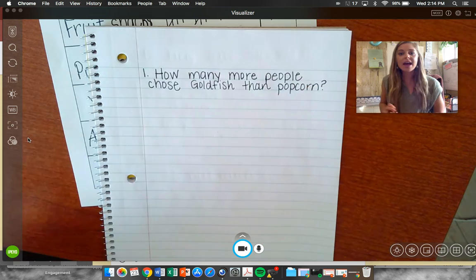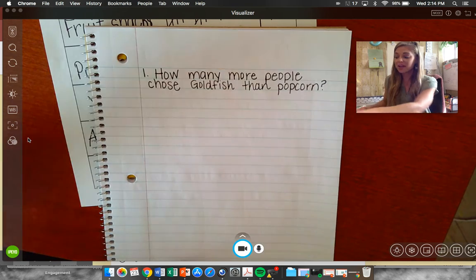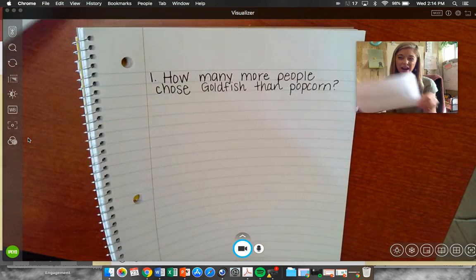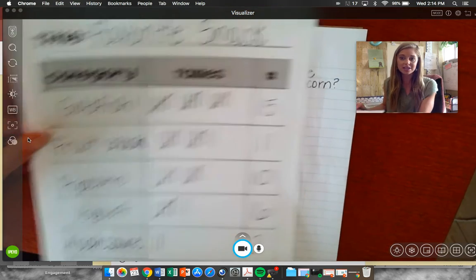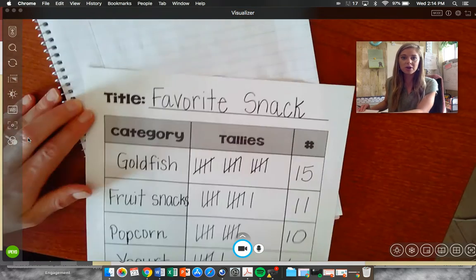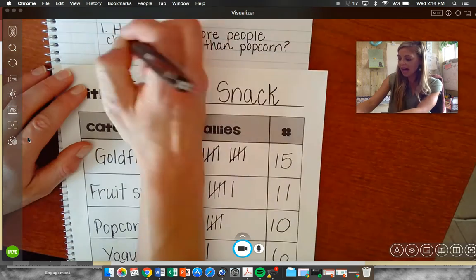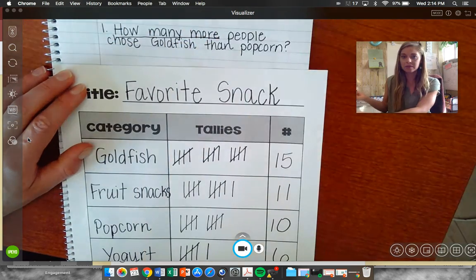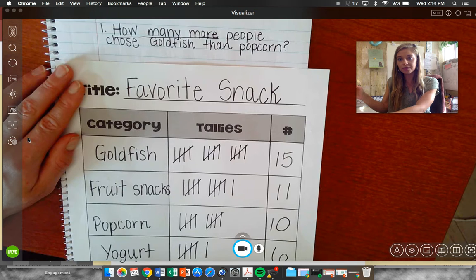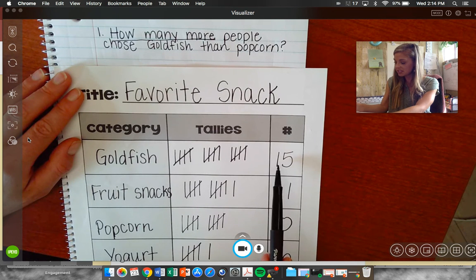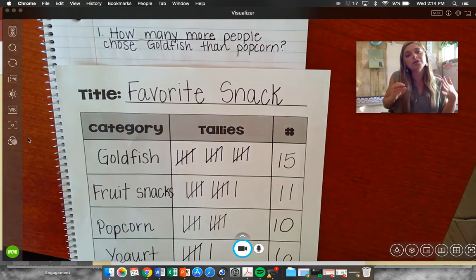Question number 1. How many more people chose goldfish than popcorn? This is a story problem, and well, it's not really a story problem, but we kind of solve it like we would a story problem because we are using this data to answer our question. So how many more people chose goldfish than popcorn? Well, the important words would definitely be how many more, and then we are comparing goldfish and popcorn. So it looks like goldfish have 15 votes and popcorn had 10 votes.